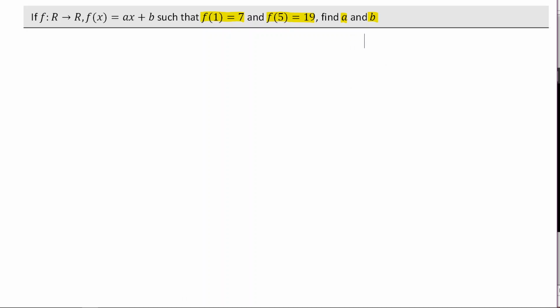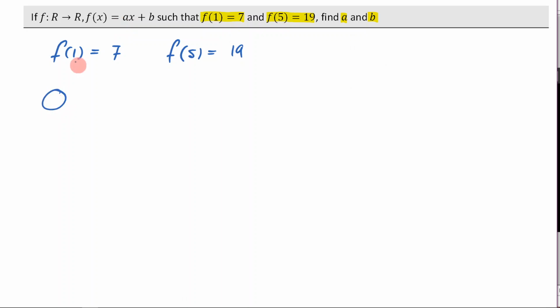Okay, so to do this, we're going to create some simultaneous equations based on these two pieces of information I've got. So I've been told 2 points. When I have an x of 1, I have an output or a y value of 7. And when I have an x value of 5, my y is going to be 19. So I can sub these values into this function here, produce two equations, solve them simultaneously, and I will get my answer.